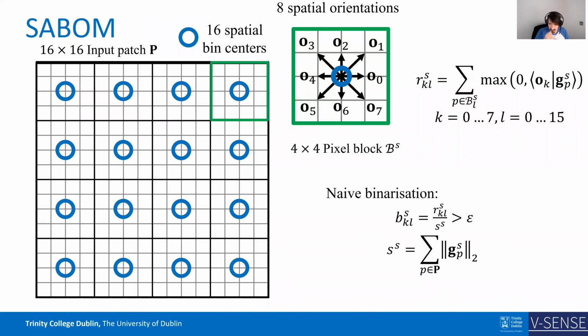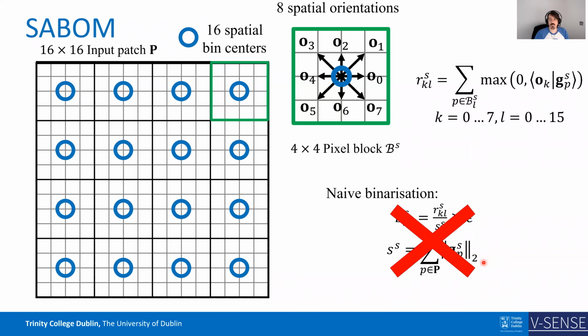Now the idea is that we are going to binarize the gradient response R. And a naive approach would be to normalize the gradient response using a factor S and compare the normalized response against a threshold, usually small and smaller than 1, noted epsilon. And the normalization factor S would typically be the sum over the whole 16 by 16 patch of the L2 norm of the 2D spatial gradient.